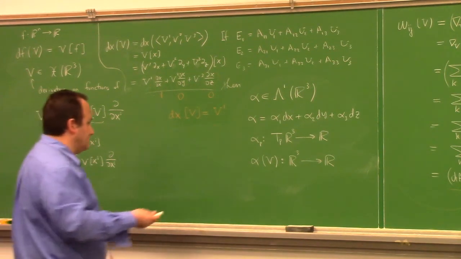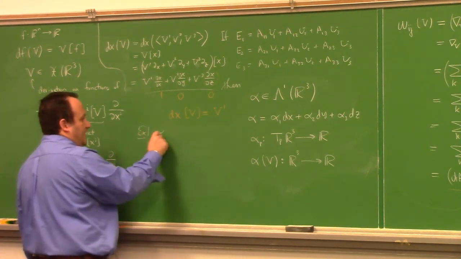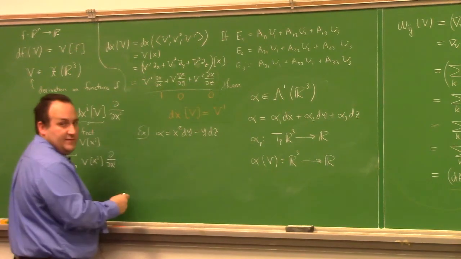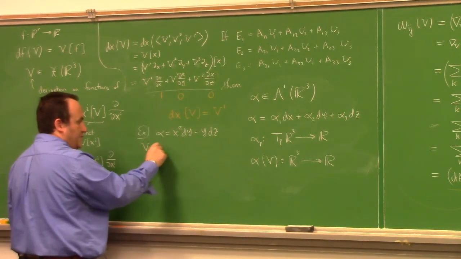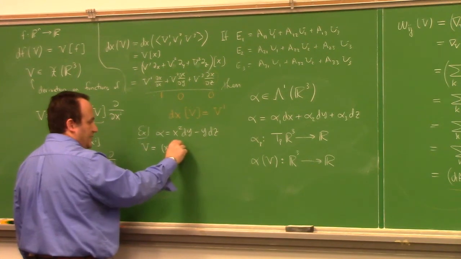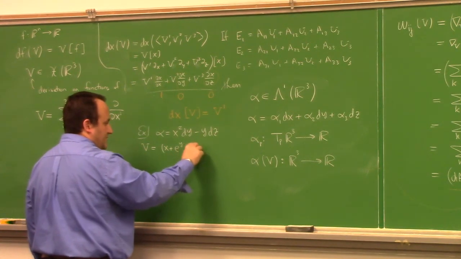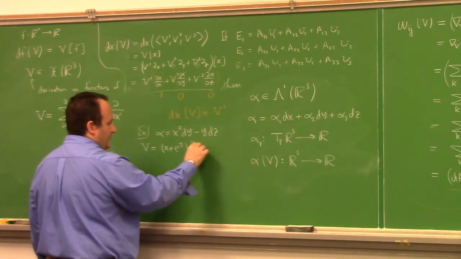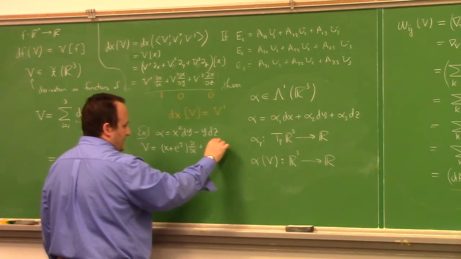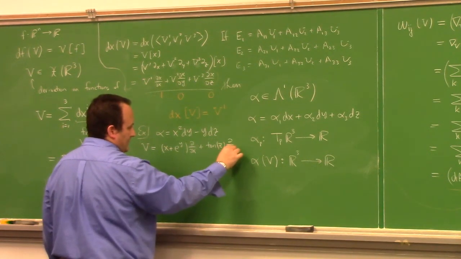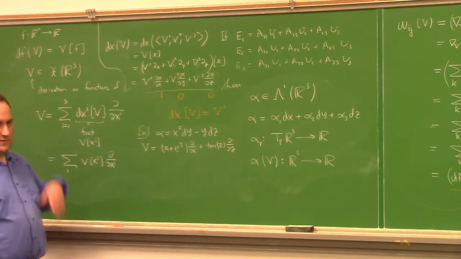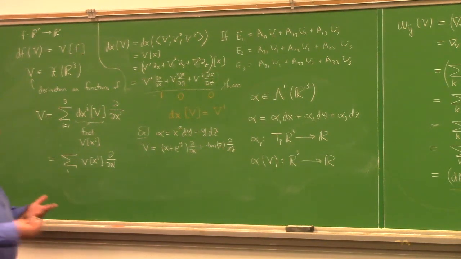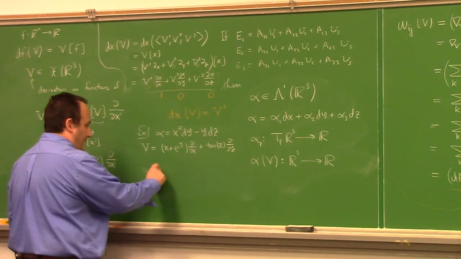Like, let me give you an example. If we had alpha as x squared dy minus y dz, right? And if I have the vector field v equal to x plus e to the x, e to the y, let's say, dx, partial x plus the tangent of z partial y, right? So there you go. There's a one form, and there's a vector field. We can calculate alpha of v, right?